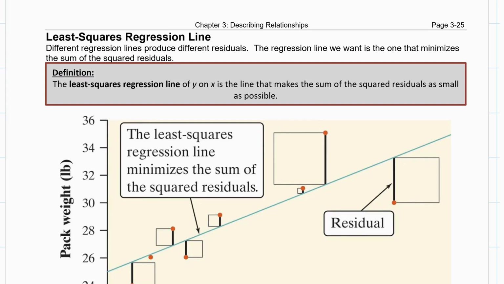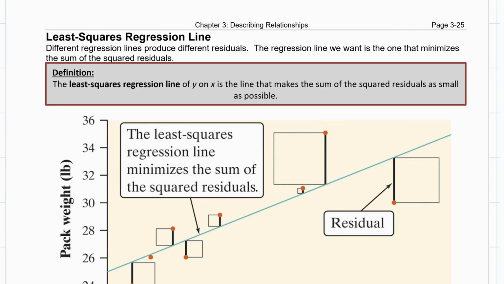This is the recording of the second half of the 3.2 lecture. This version of the recording will focus on using the TI Nspire calculator to do our calculations having to do with the least squares regression line.